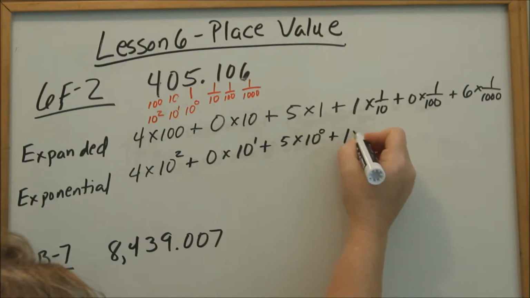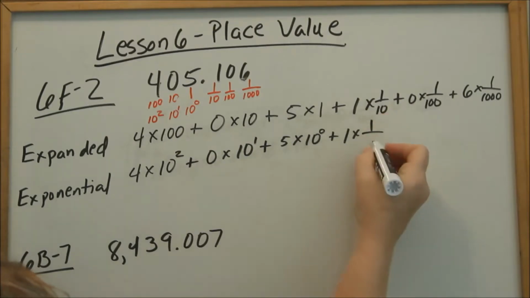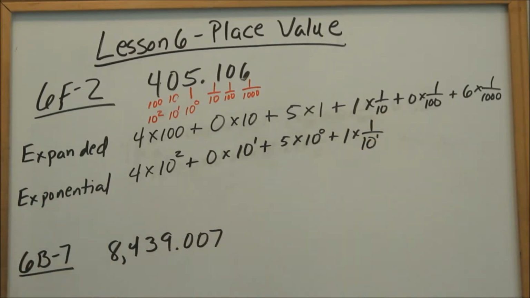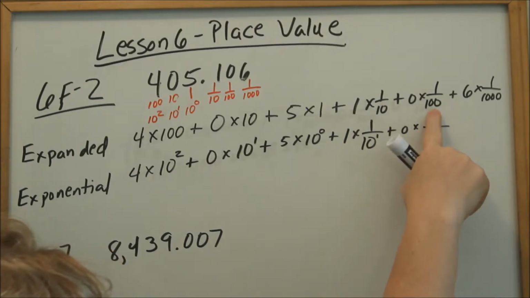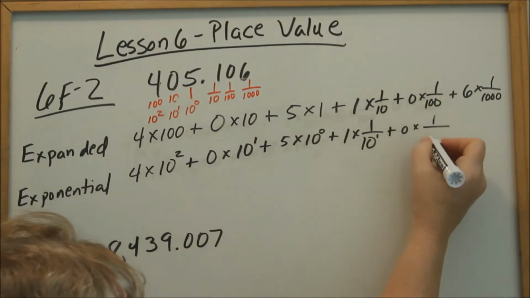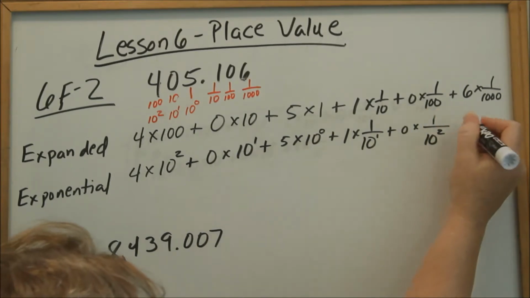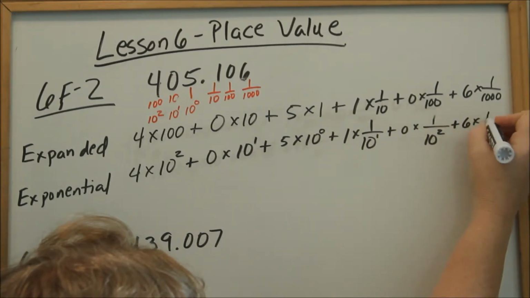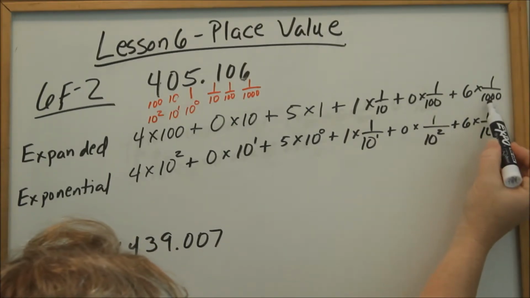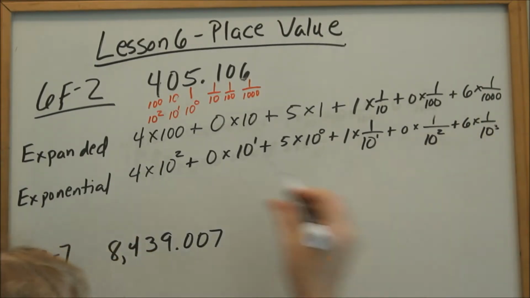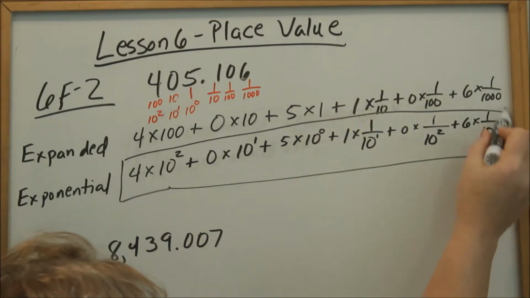Plus 1 times, we're going to put this in exponential, meaning the 1 over, the 10 will be written with an exponent. 10 to the something power. 1 0, 1 is your exponent. Plus 0 times 1 over, now we're putting 100 as 10 to the something power. That'd be 10 squared. 10 squared is 100. 2 zeros, 2 is your exponent. Plus 6 times 1 over 10 to the third, because 1000 is 10 cubed, or 10 to the third power. 3 zeros, 3 exponent. And this is how you write that number in exponential notation.